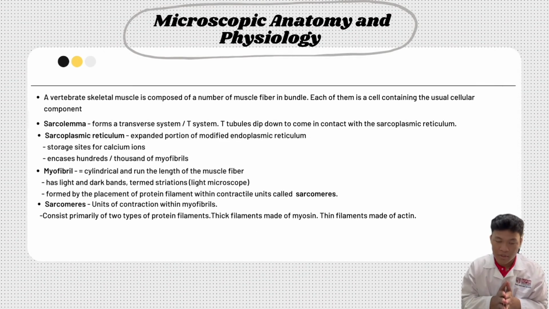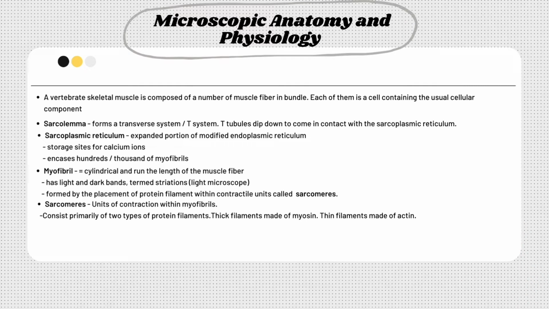The skeletal muscle is composed of a number of muscle fibers in bundles. Each muscle fiber is a cell that contains the usual cellular components, but some of them may have special features. Okay, now let's move to the sarcolemma, also known as the plasma membrane. The sarcolemma forms a transverse system, or T system.